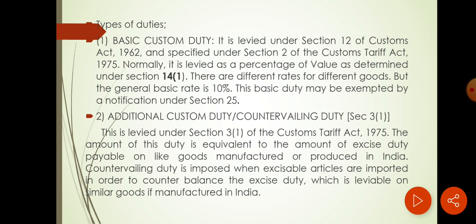The countervailing duty is imposed when excisable articles are imported in order to counterbalance the excise duty. This duty is charged similar to the goods if manufactured in India. Excise duty is one of the duties you pay when the goods are manufactured in India. So in order to counterbalance that duty, if the same product is imported instead of manufactured, then you are going to charge the additional customs duty or the countervailing duty.